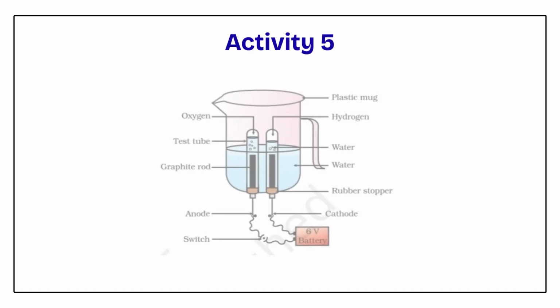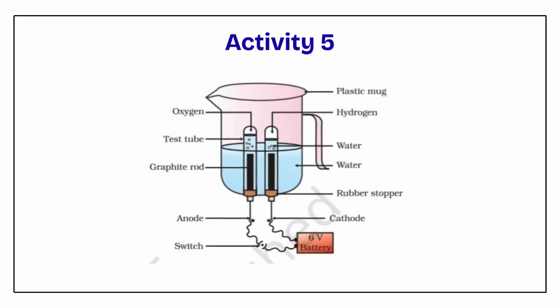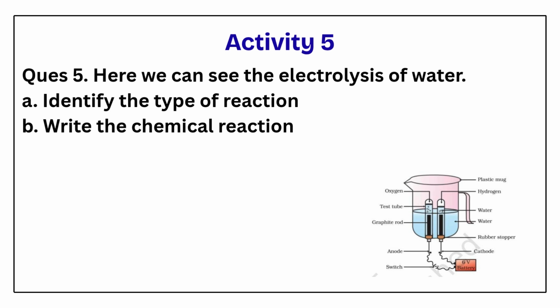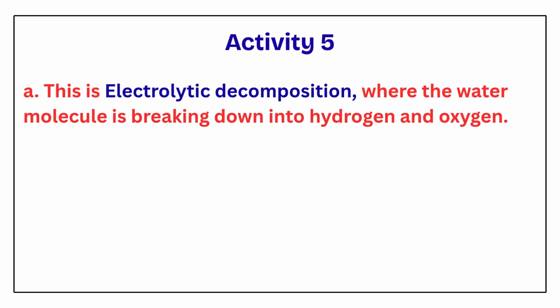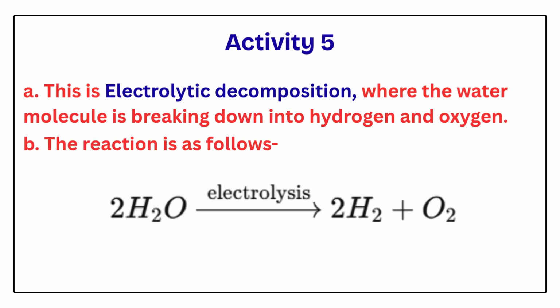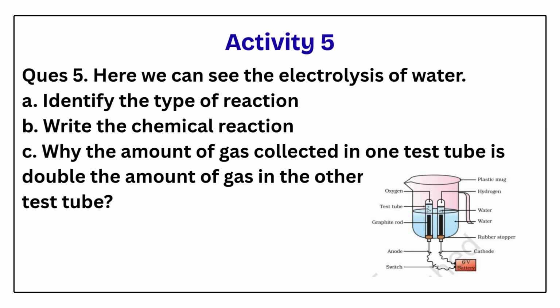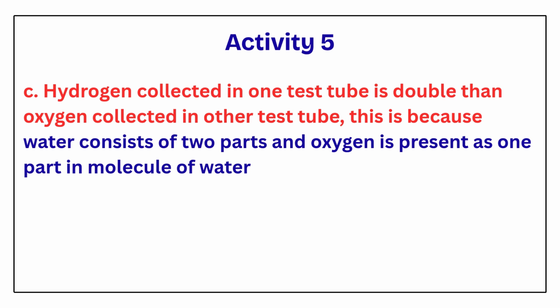Coming to the next activity, that is activity number 5. Here we can see the electrolysis of water. So if they ask you to identify the reaction, this is electrolytic decomposition where the water molecule is breaking down into hydrogen and oxygen. They have generally asked in the exam why the amount of gas collected in one test tube is double the gas collected in the other test tube. This is because hydrogen is present in 2 parts and oxygen is present as 1 part in the molecule of water.